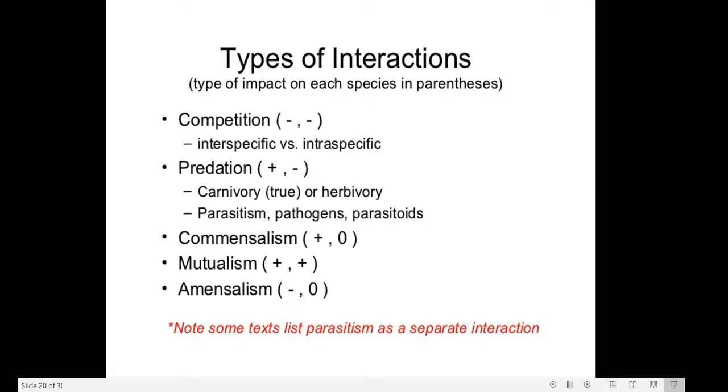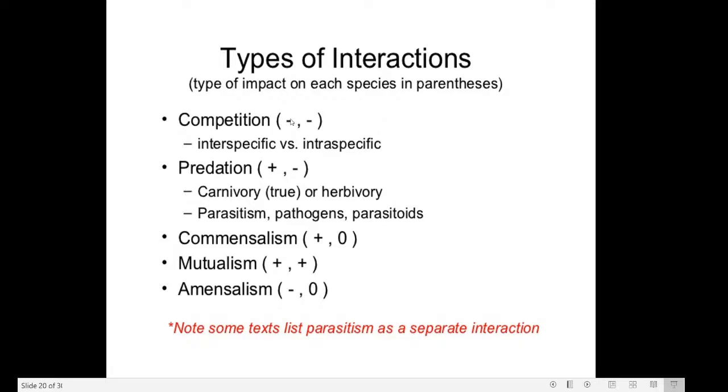In predation, one is harmed, another one is not harmed. For example, with a plant and an animal, the plant gives food to the animal. Carnivory and herbivory: herbivory means plant-based, carnivory means animal-eating. And parasitism, pathogen and parasitoid. In commensalism, one gets a benefit, the other is not affected and not benefited. Mutualism, both are benefited. And amensalism, one is affected, the other gets no benefit.